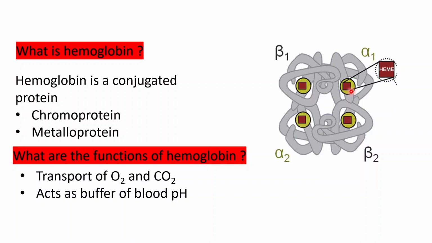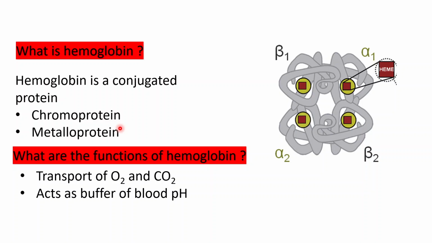Now this heme basically is a colored compound. That is why hemoglobin is also known as a chromoprotein. It's a colored protein. We all know that hemoglobin has a red color. So this red color is because of the presence of heme. Secondly, heme, we all know, contains iron, and iron is a metal. So hemoglobin also is classified as a metalloprotein.